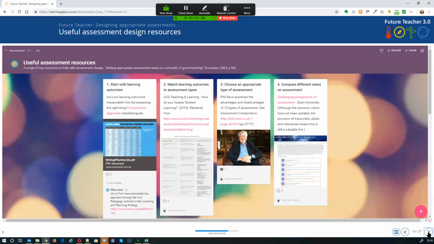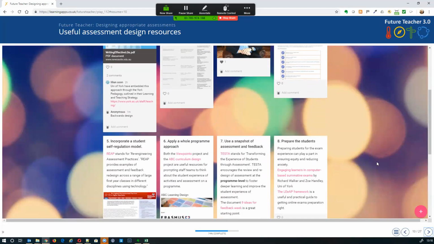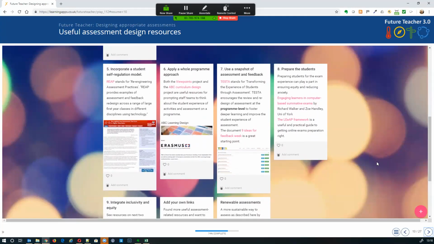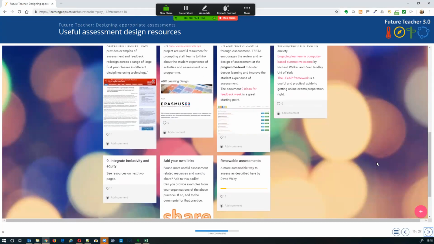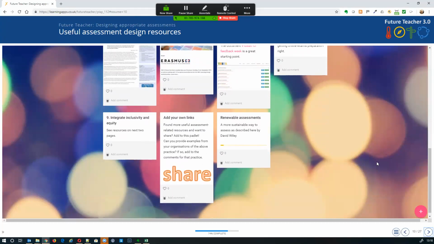So the main question really is, can you run something similar? If you scroll down, there's the ABC curriculum design workshop. Can you run a similar workshop to get the whole team thinking about assessment? Can you run TESTA in your organization? Would you even revise your learning outcomes? It's that kind of thing that we want to encourage you to do.